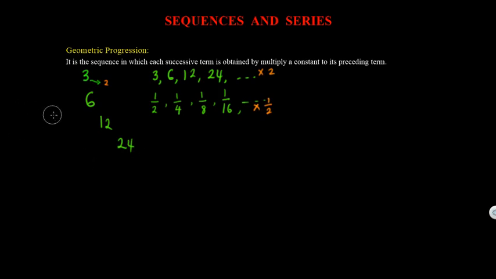A geometric progression is a sequence in which each successive term is obtained by multiplying a constant to its preceding term. That constant that we multiply is what we call the common ratio. Remember, we obtain something like this for an arithmetic progression that we call the common difference. But for this, it's called the common ratio and is denoted by r.